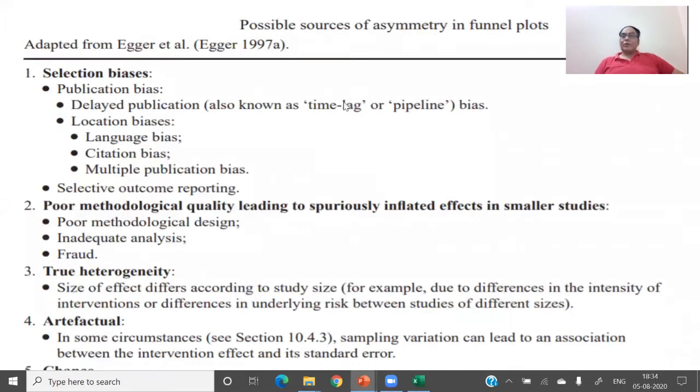Okay, so the Cochrane book explains the different reasons for the asymmetry of the funnel. If you see the heading, these are the different possible sources of asymmetry in the funnel plot. So it may be selection bias, poor methodology, heterogeneity, artifactual. The studies may be different, may have bias, may have large heterogeneity. The second point is quite interesting: poor methodological quality of studies leading to spuriously inflated results in small studies.